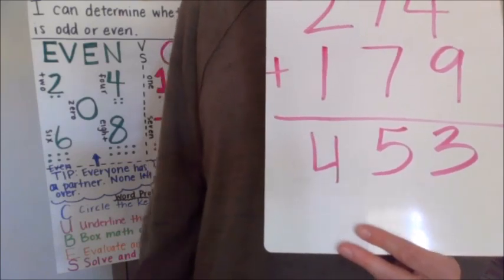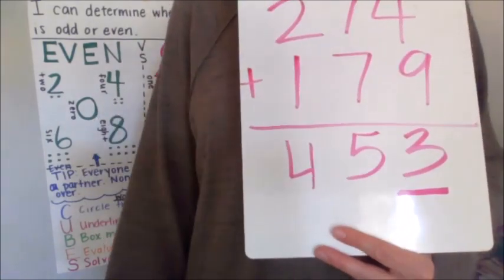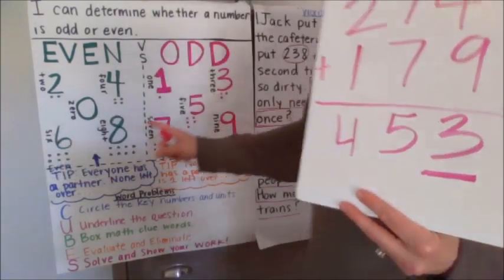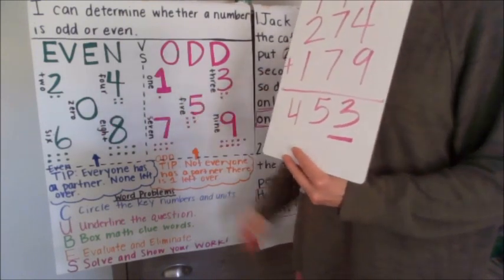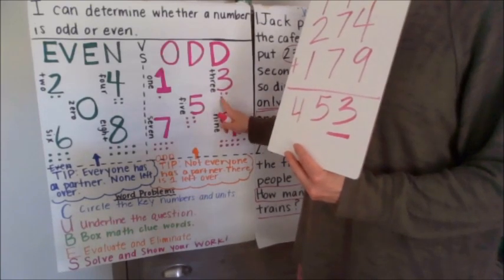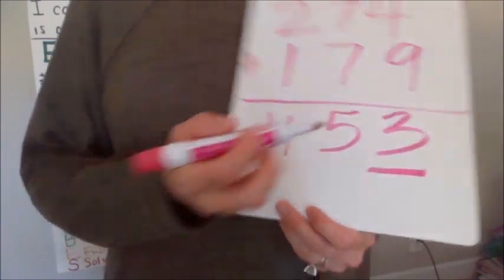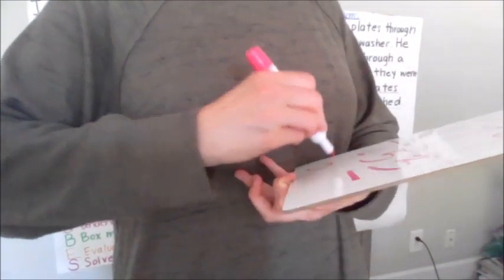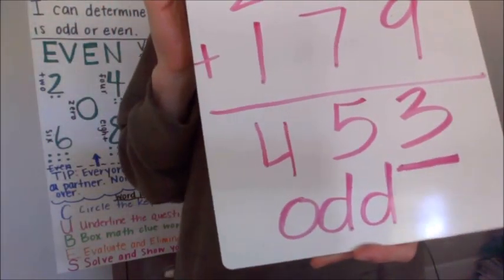We need to look at the ones place. So I'm going to go ahead and underline the ones place. That is the 3. Now, going back to my anchor chart, is 3 odd or even? So if I look over here, I find my number 3. It has a missing partner there. So it is going to be odd. So I'm going to write odd down below. The answer is odd. Good job, guys.